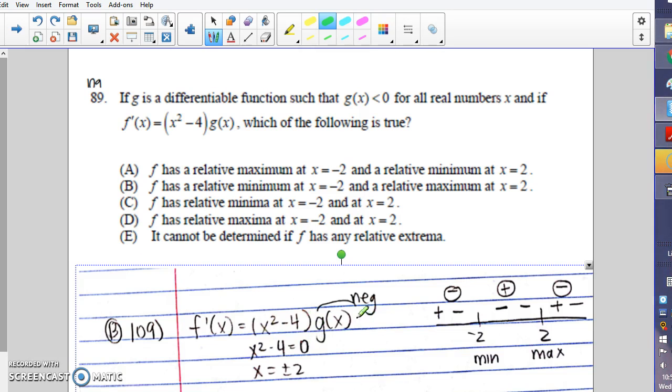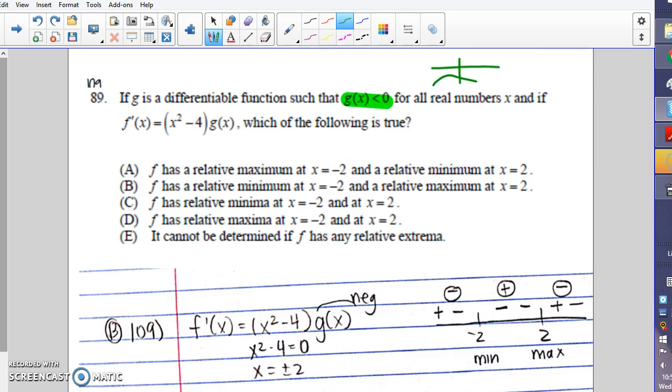This was a fun one. So g is a differentiable function, but g is always negative. So no matter what you put in, g is always going to have a negative value. So it's hanging out maybe something like this. It's just always negative. It wants to know which of the following are true.